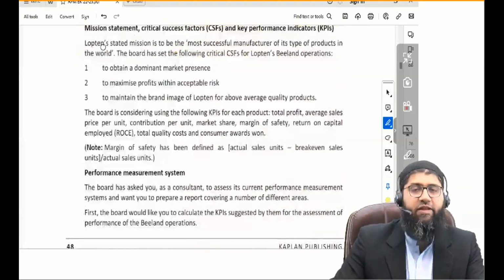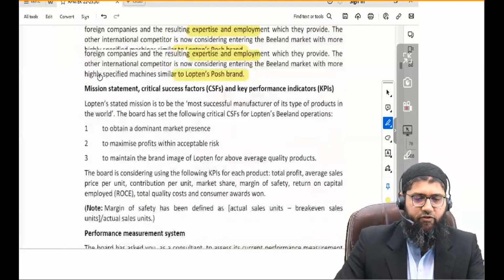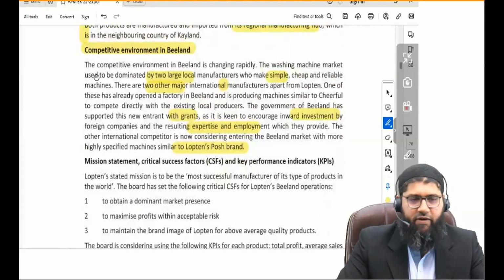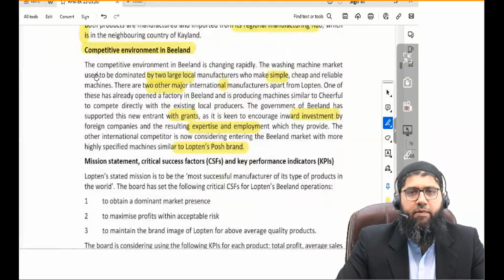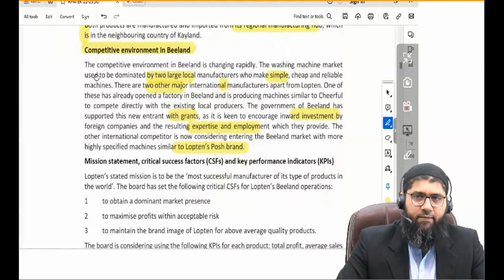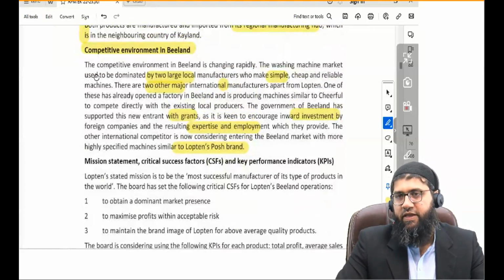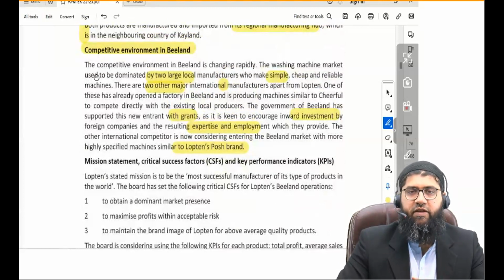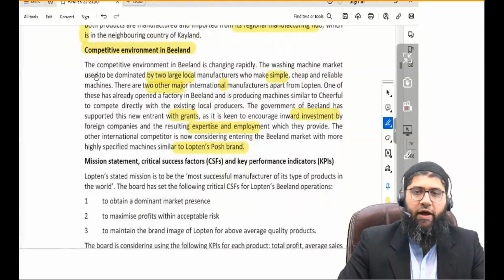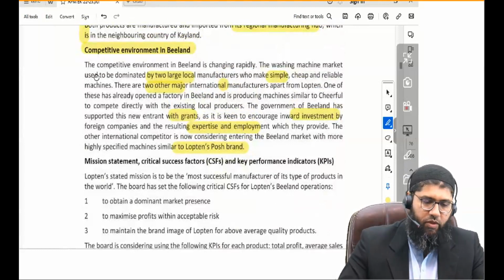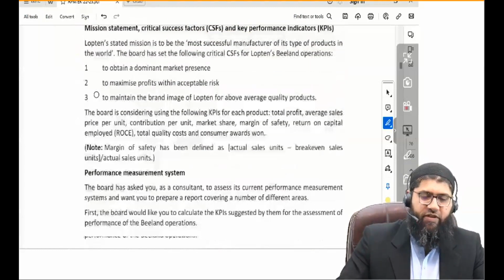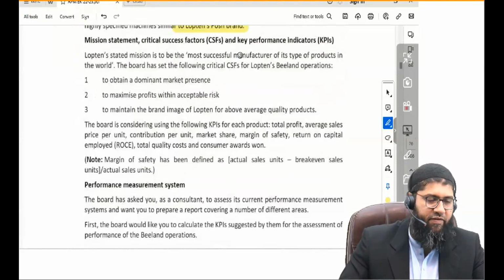Now the mission statement and the critical success factors. So you understand what the competitive environment is. They've given you details that the local manufacturers are very big, one of the international investors is now setting up a manufacturing plant, and the other competitor is thinking of bringing a product similar to your Posh products. Now, can you just go through the mission statement and the CSFs and the KPIs?